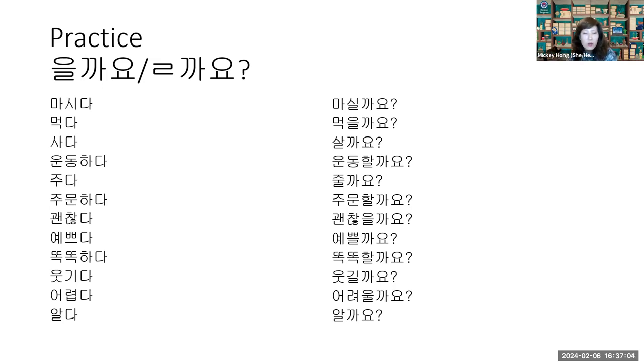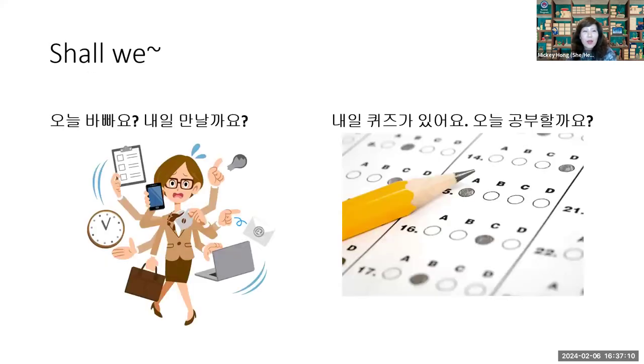알다, 알까요? Do you think somebody knows? You can't really say, shall we know? You either know or you don't. 오늘 바빠요? 내일 만날까요? If you are busy today, then shall we meet tomorrow? 내일 퀴즈가 있어요. 오늘 공부할까요? There's a quiz tomorrow. Shall we study today?